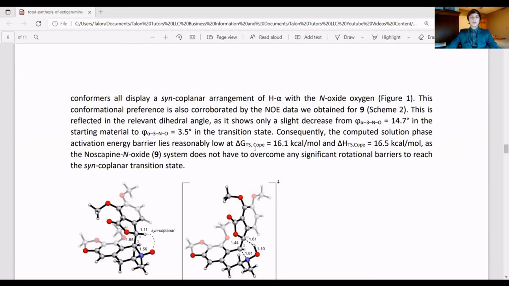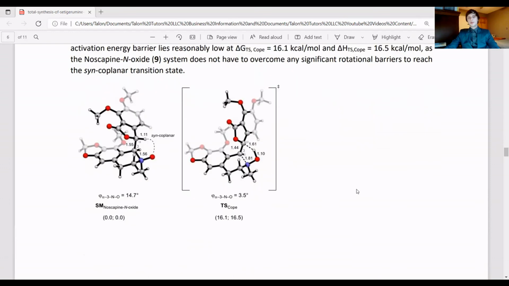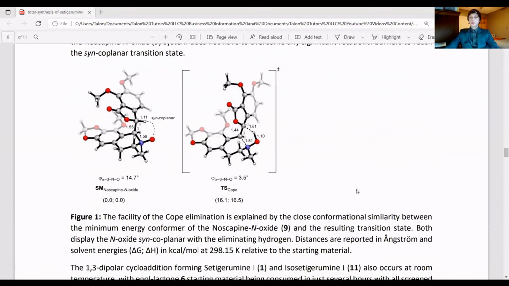And we can see that they have their energies, so about 16.1 kcal per mole for overall free energy, and the enthalpy is 16.5 kcal per mole for the Noscapine N-oxide. So it doesn't really have to overcome significant rotational barriers to reach the required syn coplanar transition state, which is required for coelimination, which is great. So this explains why the coelimination was able to occur at such unconventional conditions, without heat, without a nonpolar solvent.